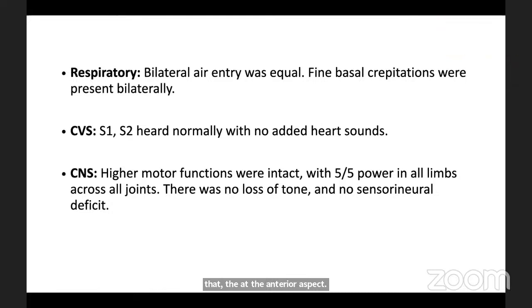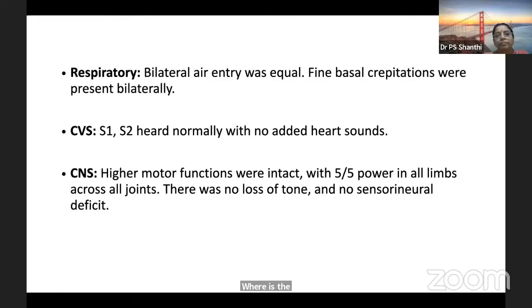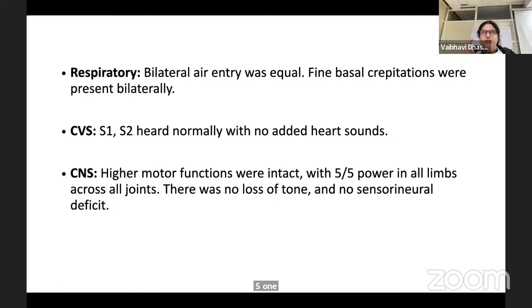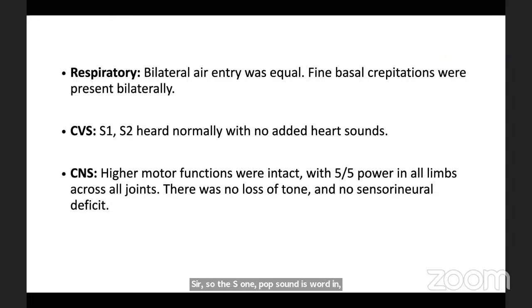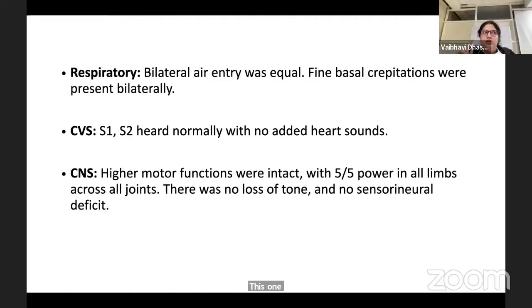Read about it. I will not answer anything here. The second question I want to know is, you talked about cardiovascular examination. Where is the S1 and S2 heard? Sir, so the S1 short sound is heard in... S1, that's the problem. S1 is mitral area.